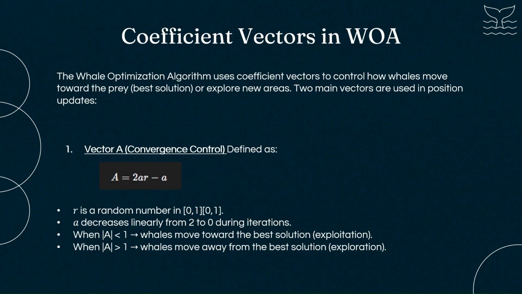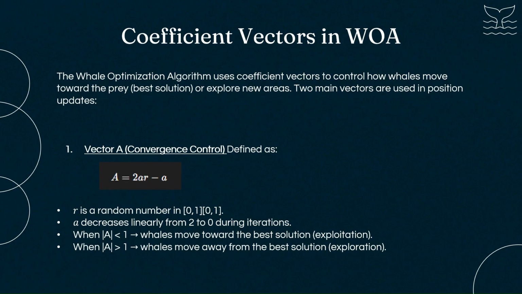Let's start with A. The vector A directly influences whether a whale should move towards the best solution or away from it. If the modulus of A is less than 1, the whale believes it is close to the prey, so it performs exploitation, tightening its movement towards the best solution found so far. But if the modulus of A is greater than 1, then the whale performs exploration, meaning it moves away from the best whale and looks for new, potentially better areas in the search space. This prevents the algorithm from getting stuck too early.